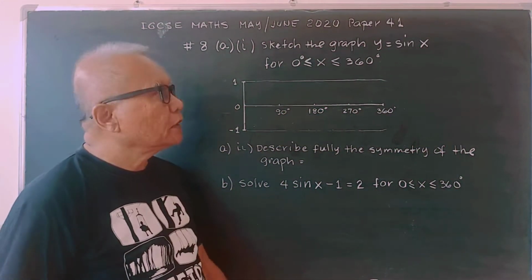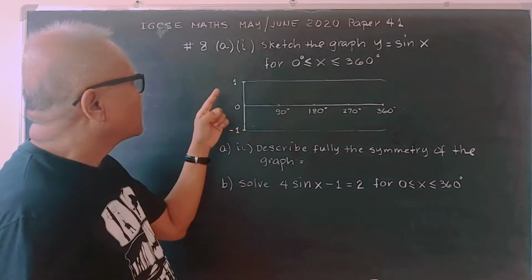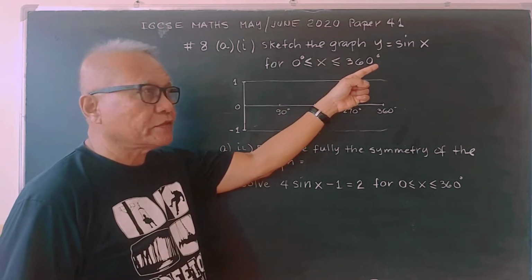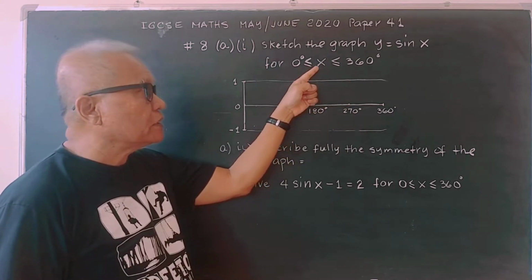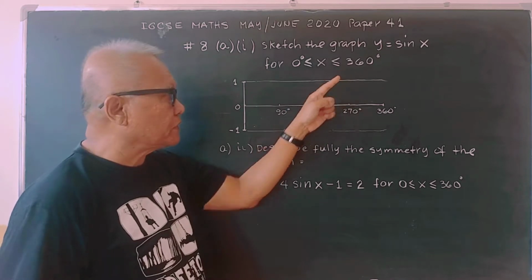Number 8, paper 41, May, June 2020. So we have here, sketch the graph of y equals sine x, where x is greater than or equal to 0 degrees and x is less than or equal to 360 degrees.